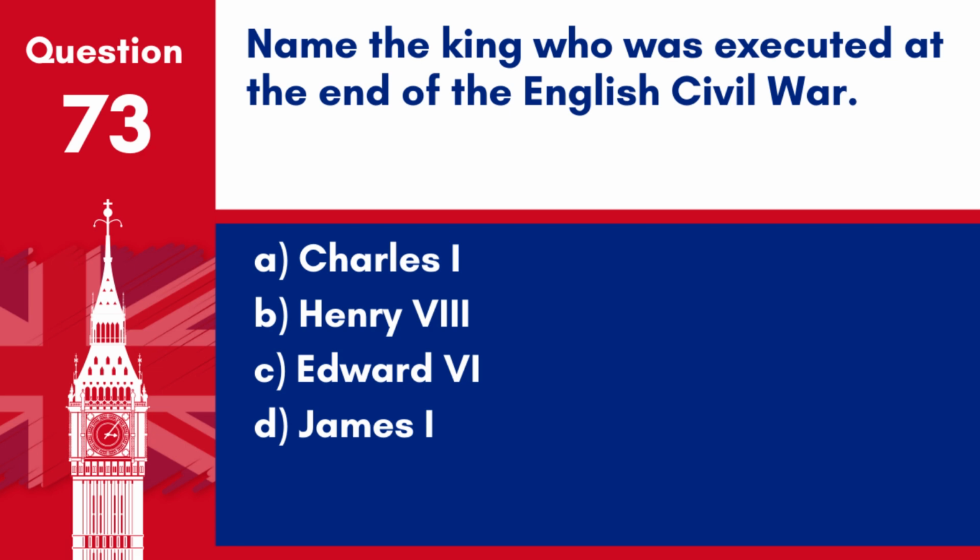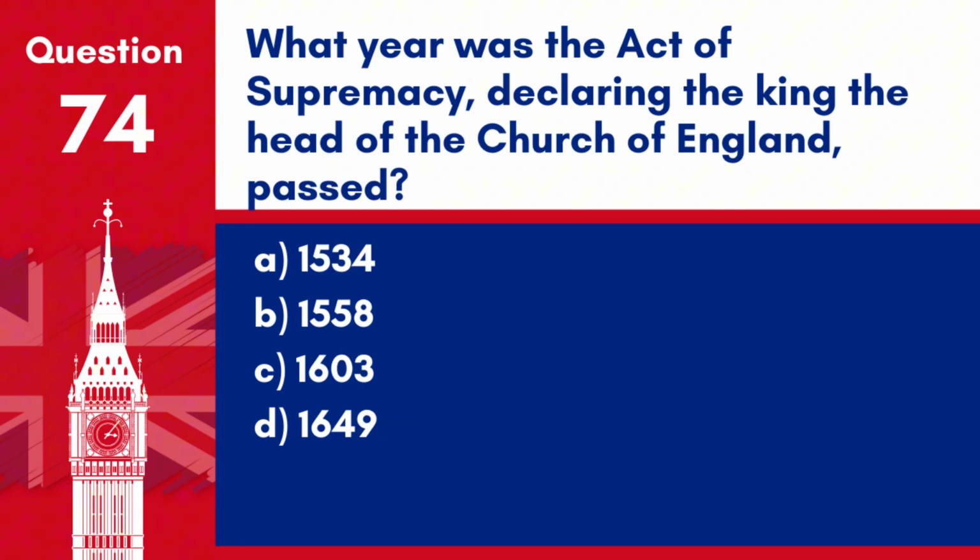C. Edward VI. D. James I. Answer: A. Charles I. King Charles I was executed at the end of the English Civil War. Question 74. What year was the Act of Supremacy declaring the King the head of the Church of England passed?